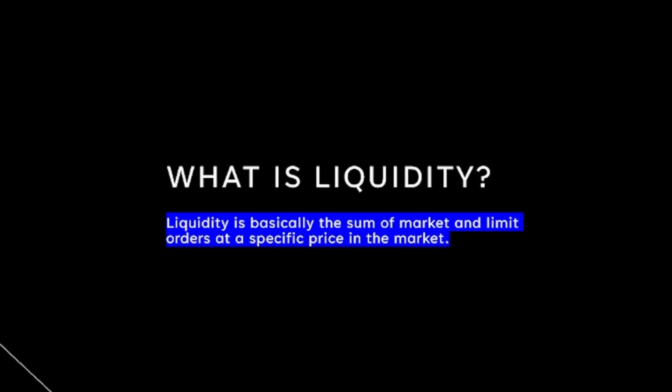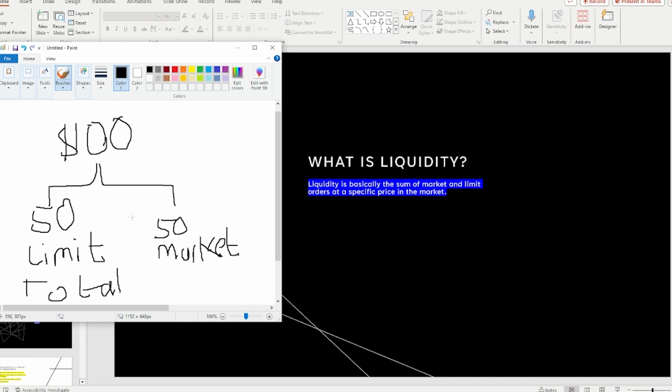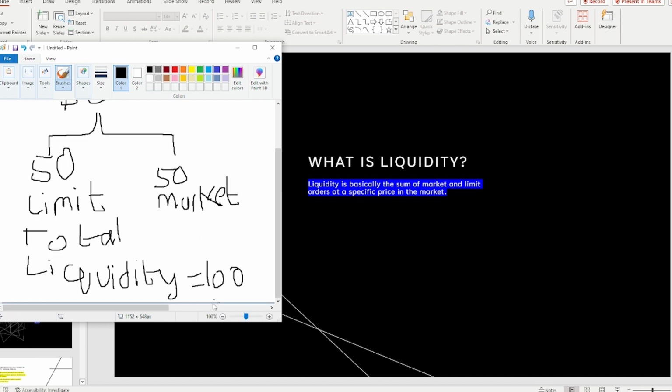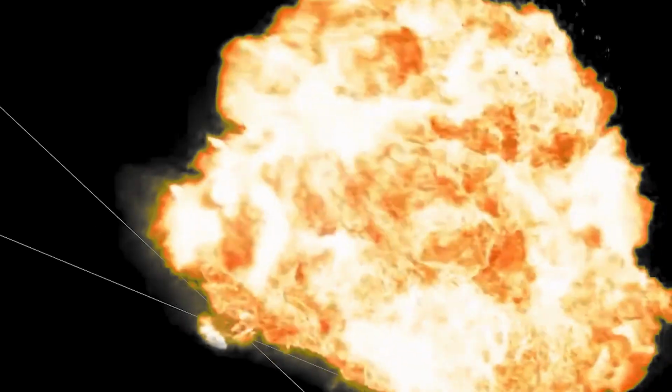Liquidity is basically the sum of market and limit orders at a specific price in the market. Suppose at a price of 100 you have 50 limit orders and 50 market orders. So the total liquidity in the market would be 100 orders. The basic concept of liquidity is this, that it is the sum of market and limit orders at a specific price in the market. So now let's burst some myths about it.